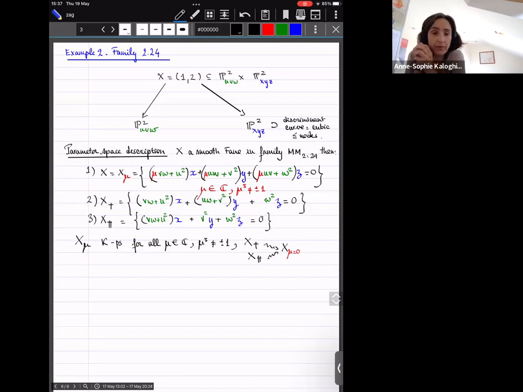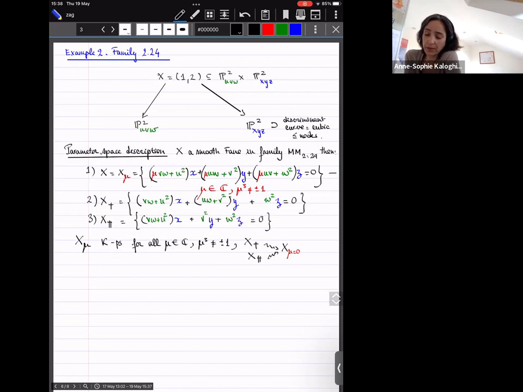If X is a smooth Fano in this family, then X is either X mu, where the equation of X mu is given here: mu times VW plus U squared multiplied by X plus mu times UW plus V squared multiplied by Y plus mu times UV plus W squared multiplied by Z equals 0. And here this is for all mu in C, mu cubed not equal to plus or minus 1, which correspond to singular fibers. And then we have another two cases to consider, which don't have such an equation.